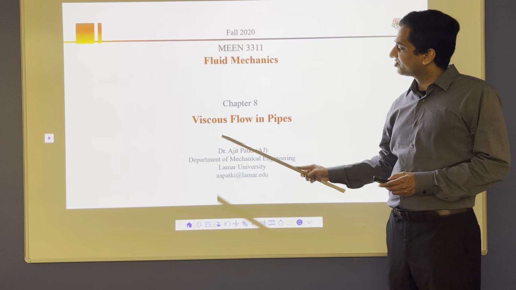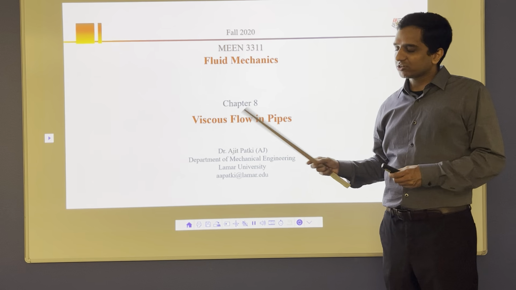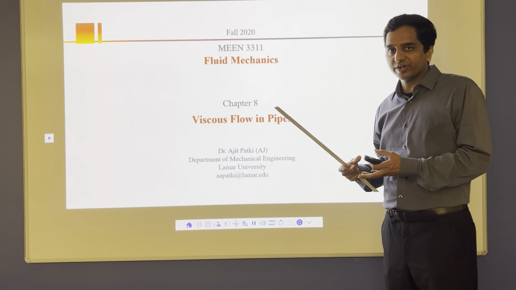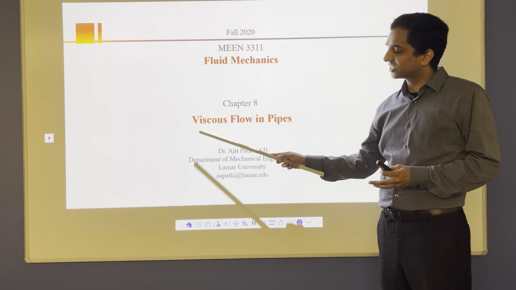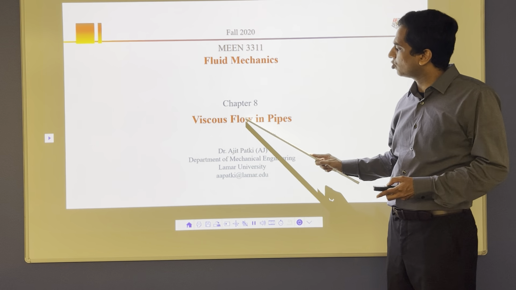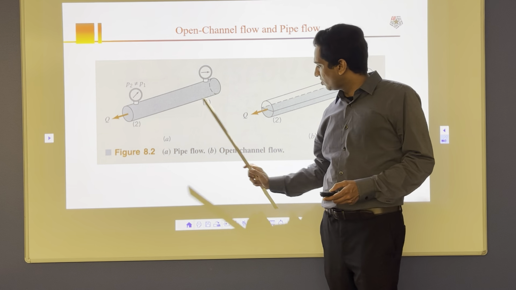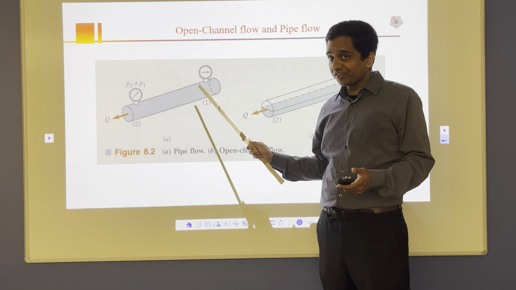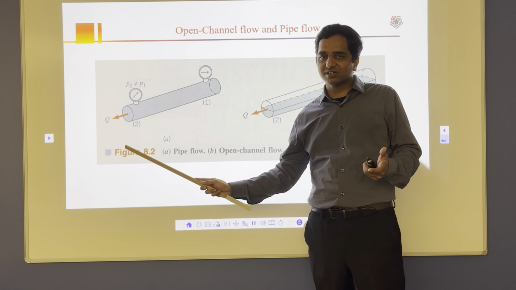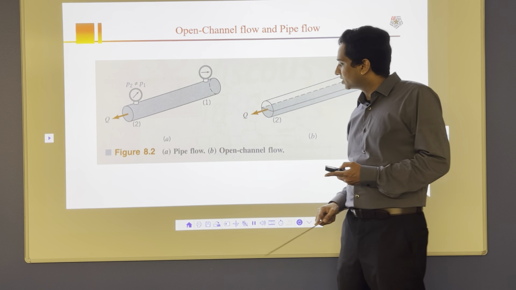Then in chapter 8 we started with viscous flow in pipes. So now the viscous term is added, because your original equation is not perfect, original Bernoulli's equation is not perfect, so we have to consider this viscosity, and that's why the title of this chapter is viscous flow in pipes. So we have two kinds of flows, pipe flow and open channel flow. In pipe flow, you start with high pressure, and because of the friction, because of the viscosity, you're going to lose some pressure, you're going to end up with lower pressure. That's your viscous flow in pipes.